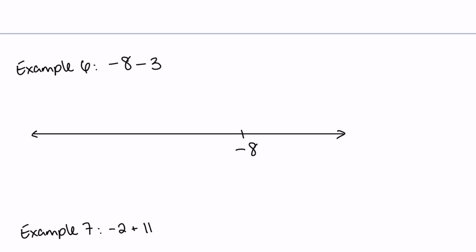For our next example, we have -8 minus 3. So we're going to put our dot above -8, and we're moving 3 to the left because we're subtracting. So 1, 2, 3. So that's going to be -8 minus 1 is -9, minus 1 is -10, minus 1 is -11. So -8 minus 3 is going to be -11.